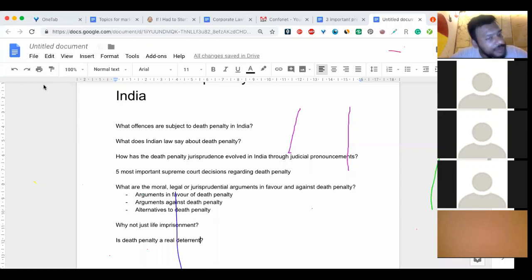Somebody, Piyush, has asked, does death penalty violate right to life? Udit Bharadwaj is asking, has the enforcement of death penalty helped in reducing rate of a specific crime? This is exactly, like, is death penalty a real deterrent? That is what he's asking in a different way. Has it really helped? Then some people have stated certain cases, Jagmohan Singh versus State of Uttar Pradesh, that these should be discussed.